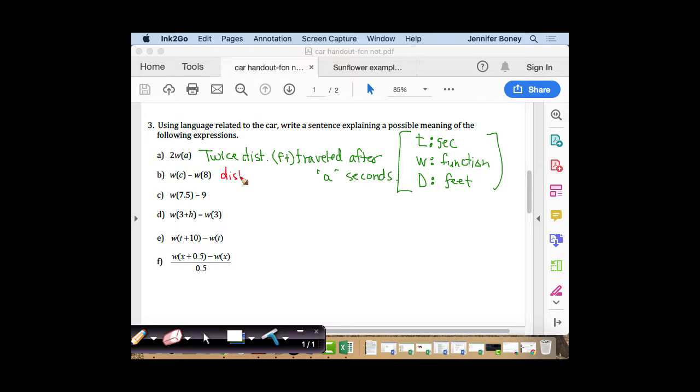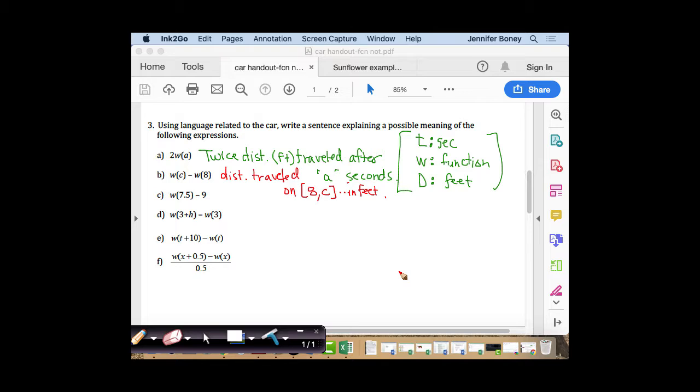So abbreviated, distance traveled on the interval 8 through c, and that distance will be measured in feet. So it'll give us a number of feet, how far the car traveled between time 8 and time c, or how far it traveled during the interval 8 through c. There's a lot of different ways you could talk about this. You could talk about the total change in distance from its starting point between time 8 and time c.